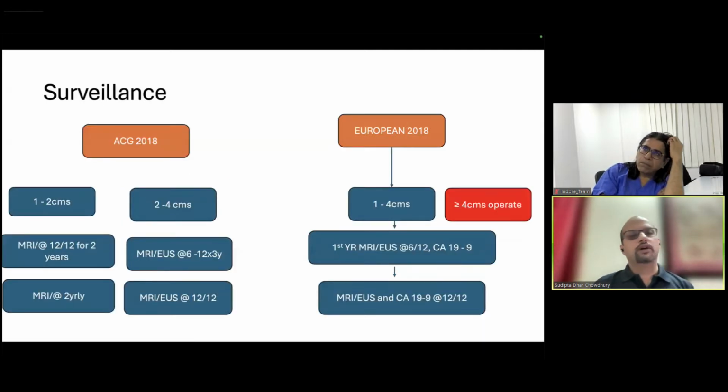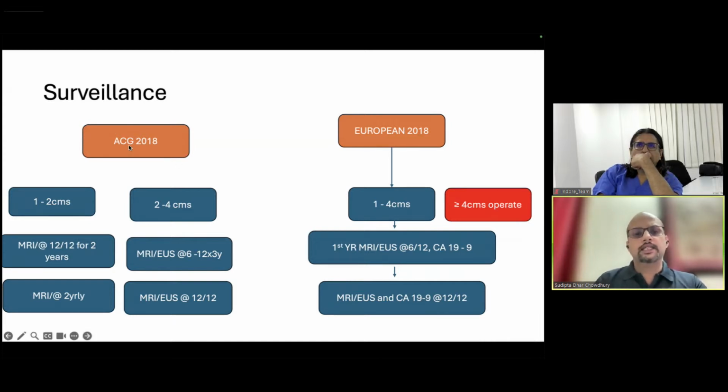Now, I'll touch briefly on the surveillance of pancreatic cystic lesions, and why we discussed this earlier as to how we go about surveillance. There are different guidelines that put up different algorithms for surveillance, and therefore it's important to understand where they are coming from. The ACG guideline of 2018 clearly states that for lesions which are 1 to 2 centimeters in size, we can do an MRI at 1 year interval for 2 years, and then MRI every 2 years.